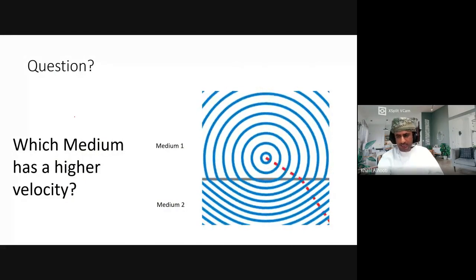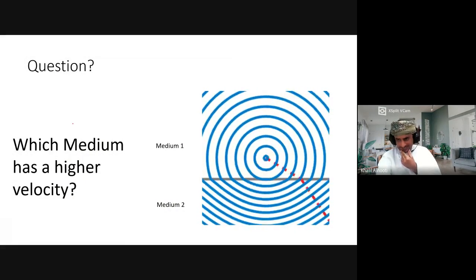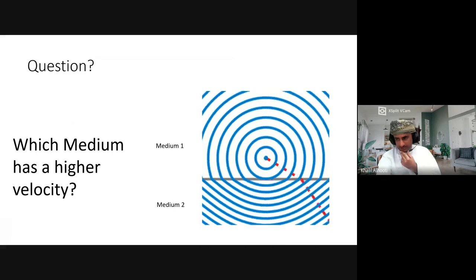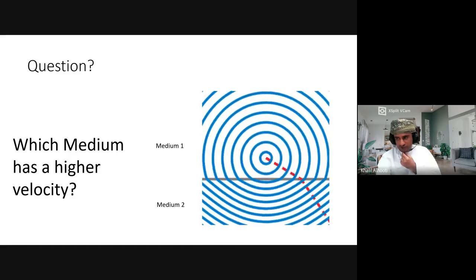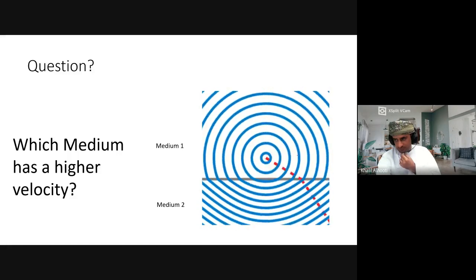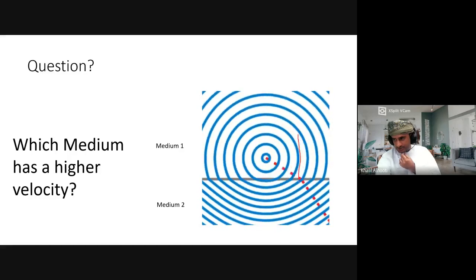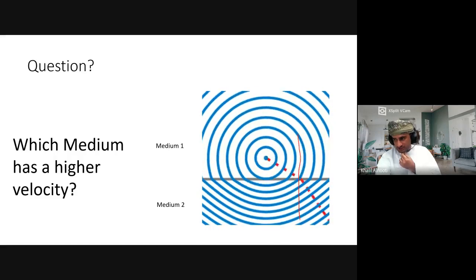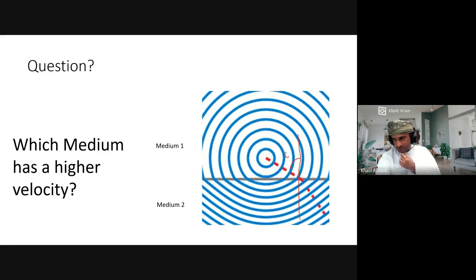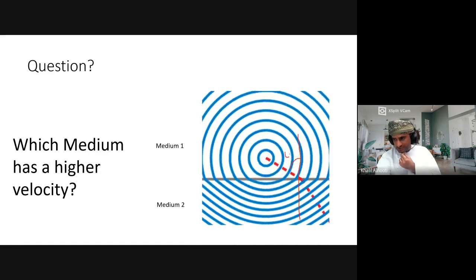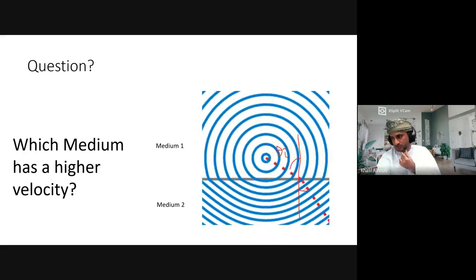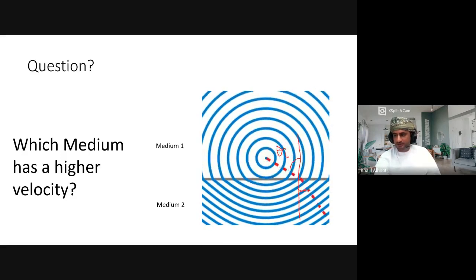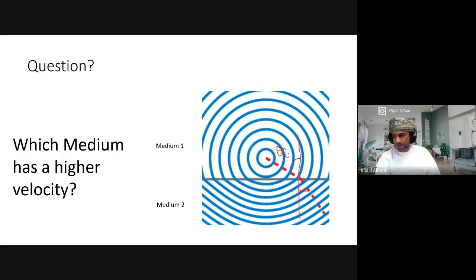You have seen all of this. Let me ask you a quick question before we stop for today. So here I have two media, medium one and medium two. Let's assume the source here is generating seismic waves and there is a diffraction. That's what you see here. This is the normal to the diffraction. This is what we call the incident angle, theta I. And here is the refracted angle. Which angle do you think is higher? First or second? Medium one.